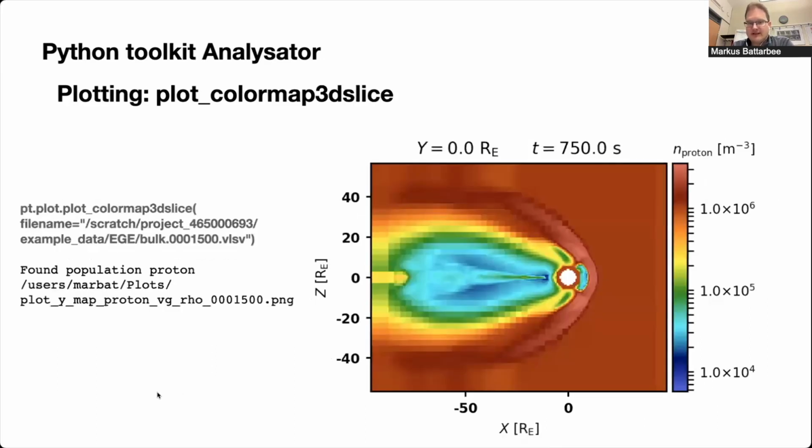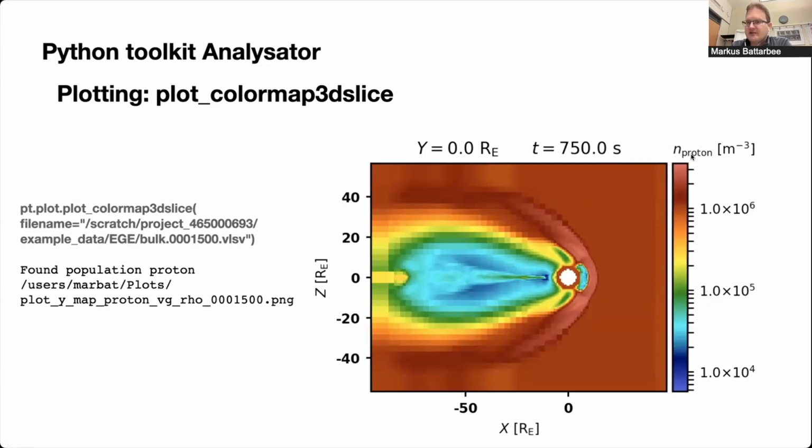What about 3D then? 3D is the future. This is now the EGE simulation that you have access to a couple of files of. So low resolution, but 3D simulation or 6D simulation. Again, this test here just takes the plot color map 3D slice function, gives it a file name and nothing else. Once again, we see that it finds the proton population and it saves the image as that PNG file, but also we've got the display through Jupyter Hub.